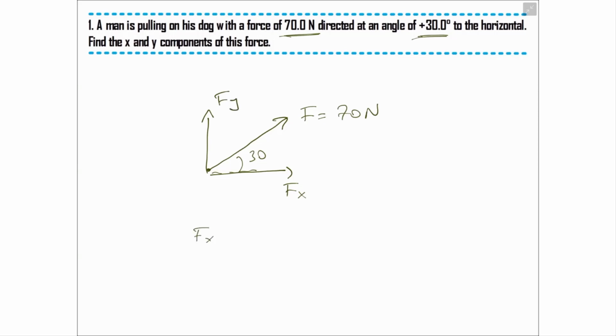Fx equals F times cosine theta. So 70 times cosine 30 is 60.6 Newton. And the Fy is 70 times sine 30. It is 35 Newton.